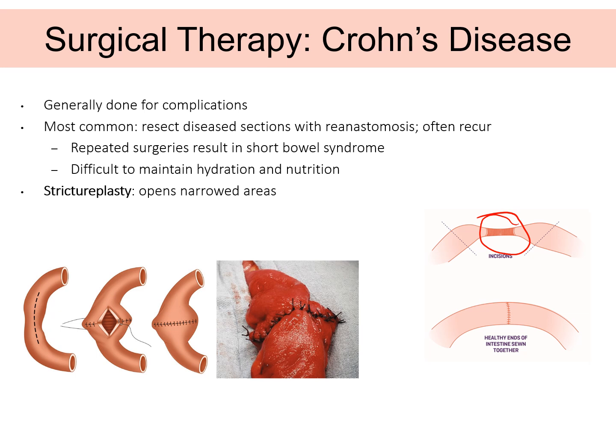So there's 2 approaches here. They can either cut off the bad part and then do an anastomosis, or they can kind of like you can see in this picture, here's the stricture, so they make a little incision so it's wider, and so on.